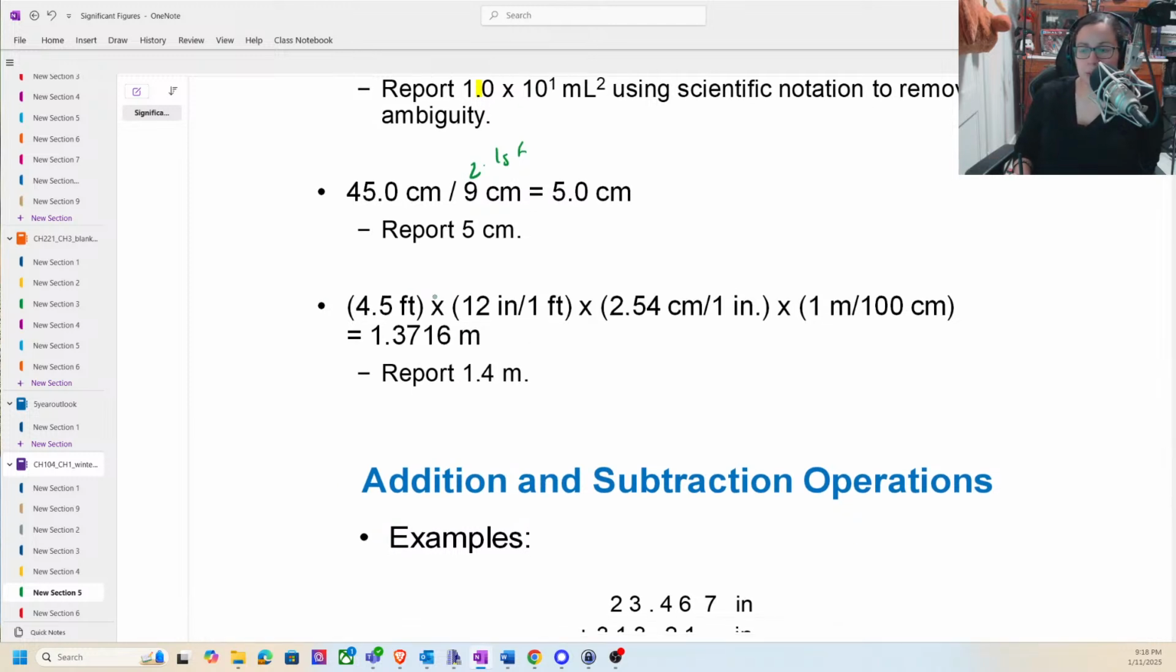Looking at this last one here, this is all to show that these are conversion factors. So conversion factor, conversion factor. So all this does not count. And so we're only dependent upon our 2 sig figs here. And so that's why it is rounded to 1.4 meters.